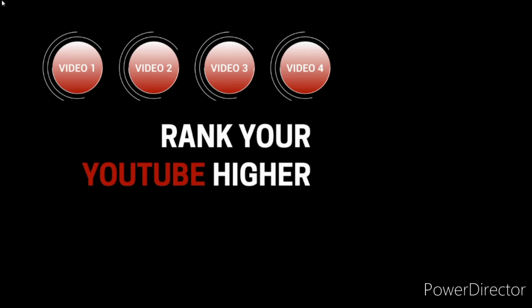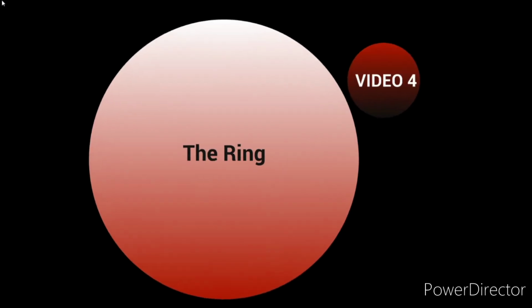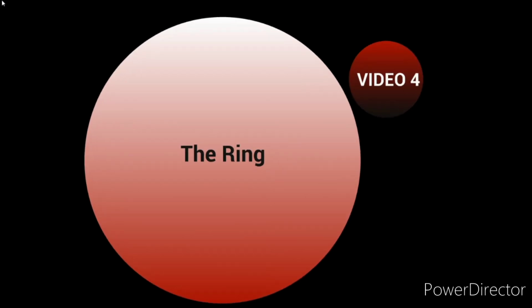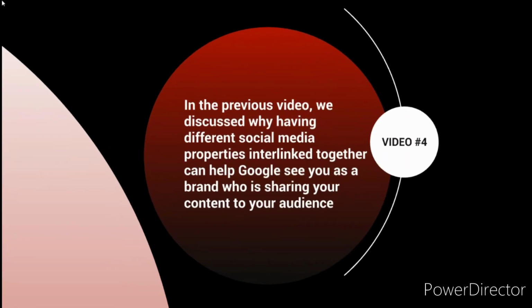Hello and welcome back. This is video number 4. And we're going to talk about the ring, which is the strategy. So in the previous video, we discussed why having different social media properties interlinked together can help Google see you as a brand who is sharing your content to your audience.